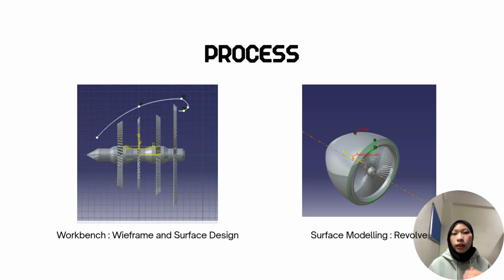Next, the model is developed using the Wireframe and Surface Design workbench. Reference curves, guidelines, and points are created to control the overall geometry. Using this reference, the revolve function is applied to generate a symmetrical surface around a central axis. This method is especially suitable for circular or cylindrical components. Revolving the profile ensures uniform geometry and improves modeling accuracy while reducing design errors.